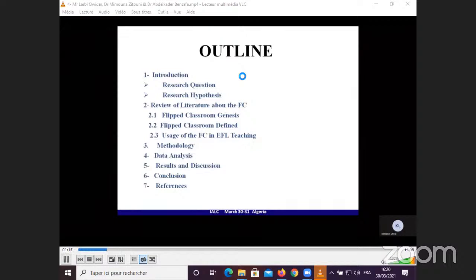After that, we will provide a brief review of literature about the flipped classroom, in which we provide the flipped classroom genesis and origins. Then we provide some definitions regarding the flipped classroom from different scholars. Then we will provide some views about the usage of the flipped classroom in EFL teaching. After that, the followed methodology will be discussed and the data collection process. Then we analyze our data. Then we provide the results and discuss them and conclude. Finally, we provide some references.